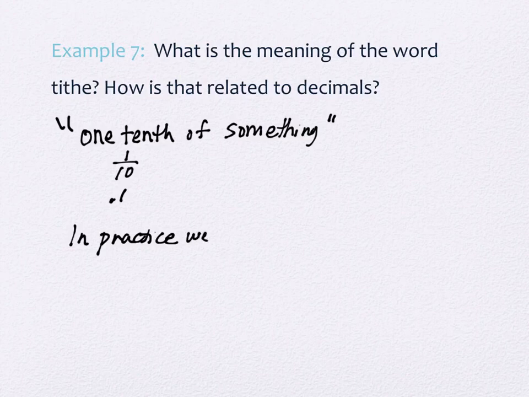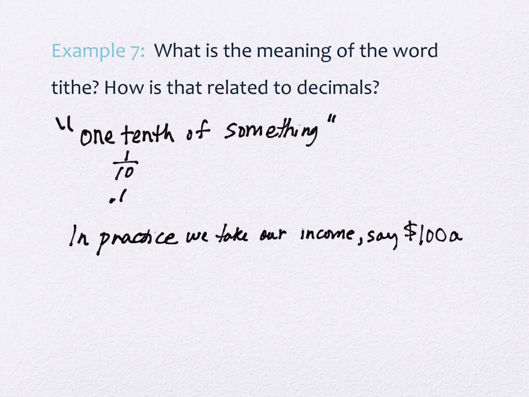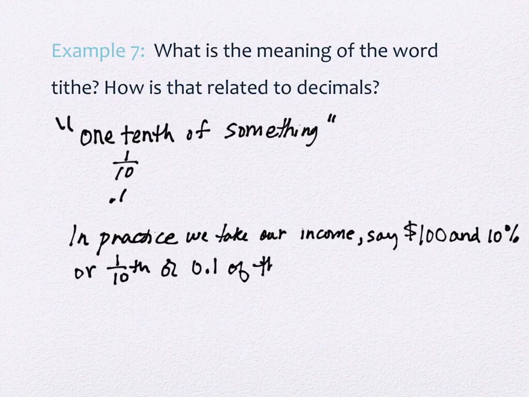In practice, we take our income, say you made $100 doing something, and 10% or 1/10 or 0.1, all mean the same thing, of this is our tithe. And what is that value? What is 10% or 1/10 of 100? $10, right? $10.